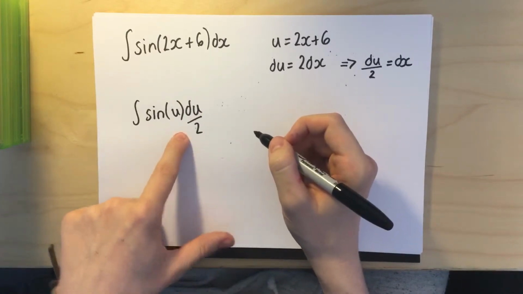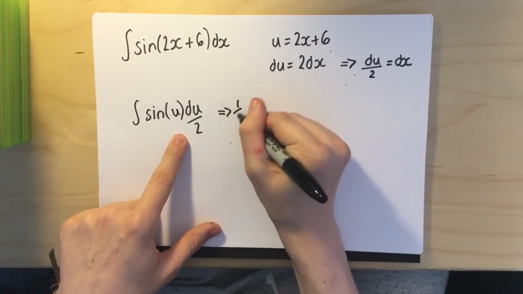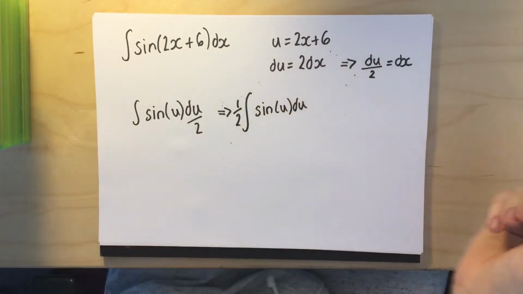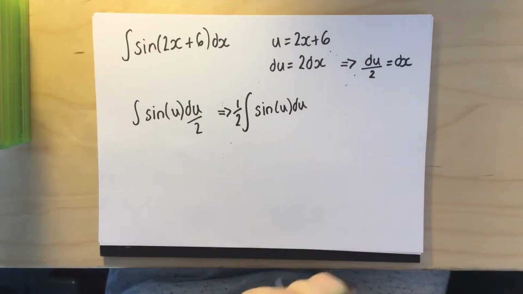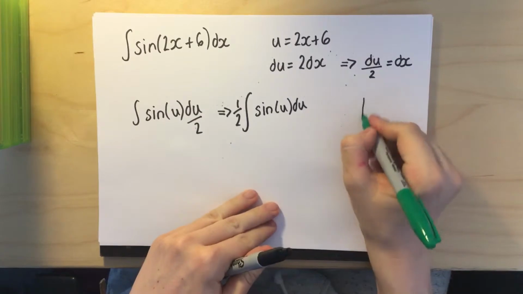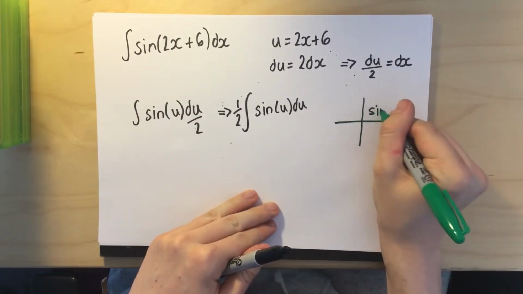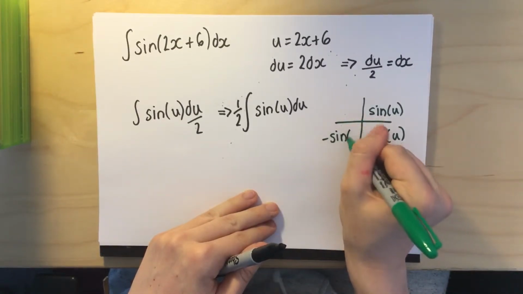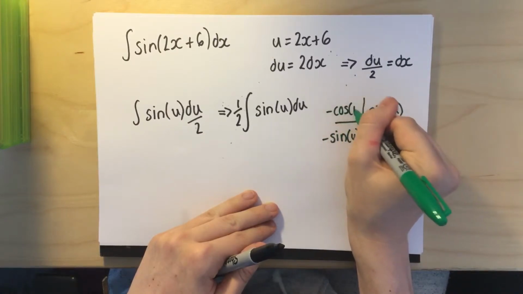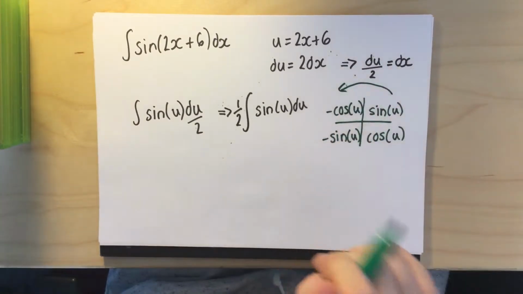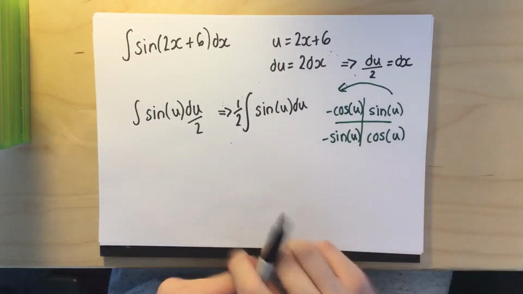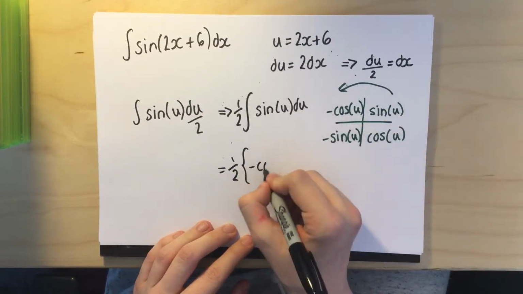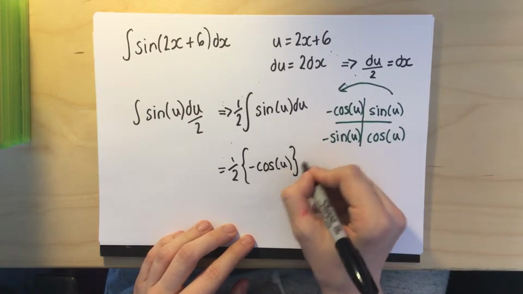And if you notice, since we're timesing the whole thing by a half, we can just take the half outside as a constant. du. Again, using what we learned in the basic integration video, our integration quadrant, and remember when we are integrating we go anti-clockwise, so using that we have a half integral of sine u is minus cos u plus c.